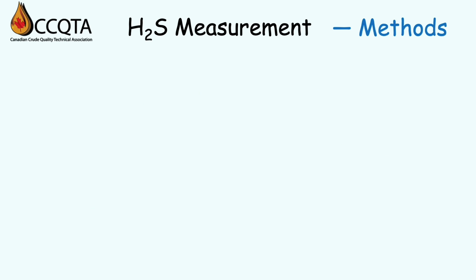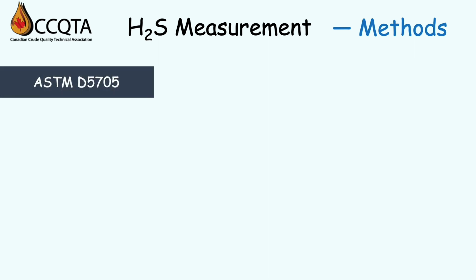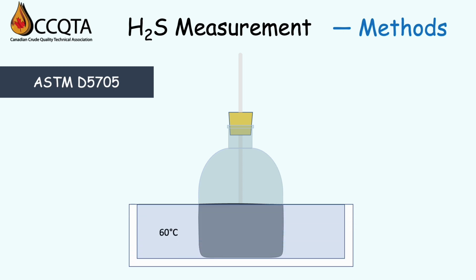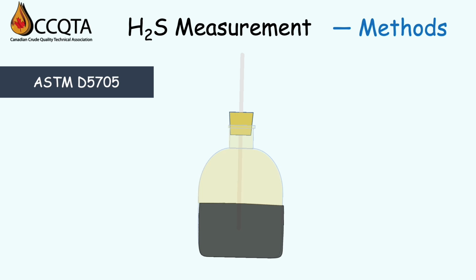First, let's describe the basic premise of each method, starting with ASTM D5705. 500 milliliters of crude oil is transferred to a 1 liter bottle, and then the vapor space is purged with nitrogen to displace the air. The bottle is then sealed with a stopper, which includes a thermometer immersed in the liquid. The bottle is then placed in a 60 degrees Celsius water bath for 30 minutes or until the temperature reaches 60 degrees Celsius. The bottle is then removed from the water bath and rigorously agitated for 3 minutes.